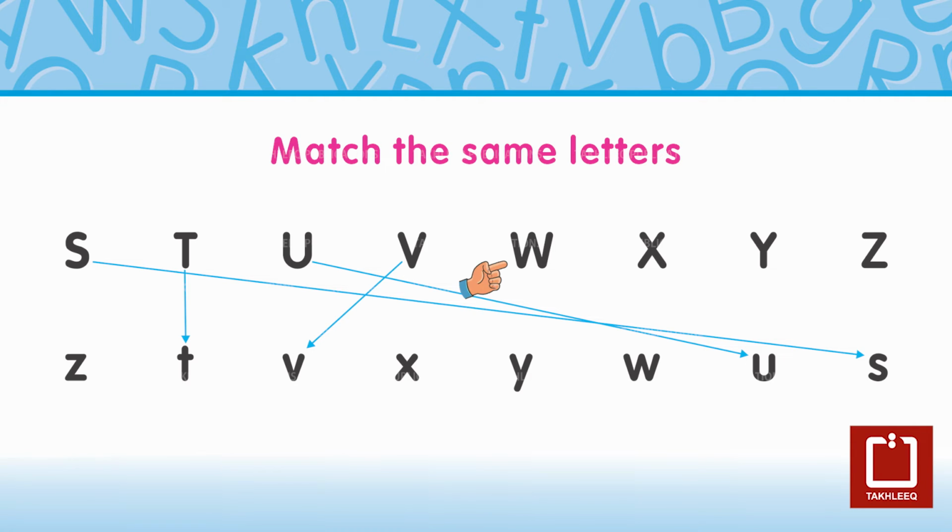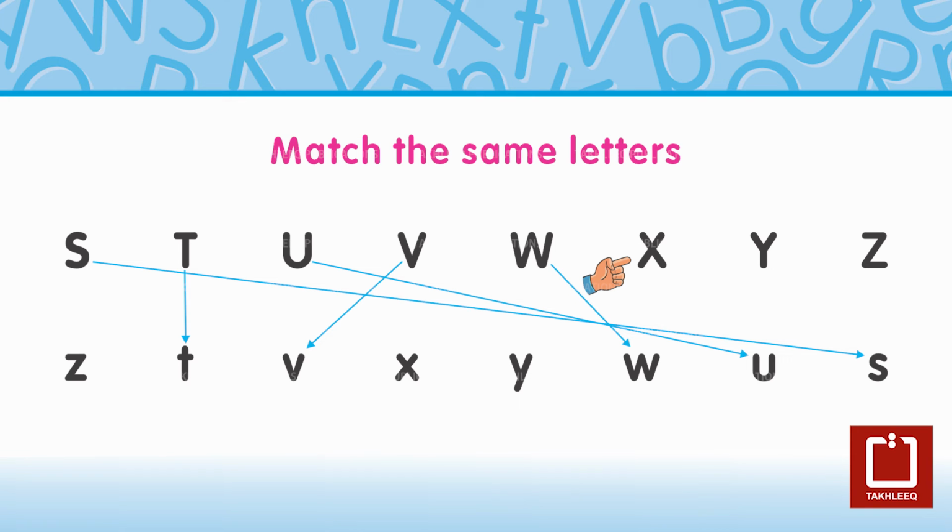This is capital letter W. Now we search small letter W in the second row. Z, T, V, X, Y, W. Yes, this is small letter W. So we match capital letter W with small letter W.